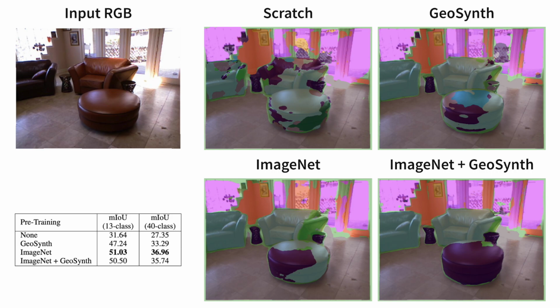Pre-training on GeoSynth significantly improved performance over training from scratch. From ImageNet weights, GeoSynth does not improve the mIoU score on the dataset. Despite this, the segmentation results appear sharper and more coherent.